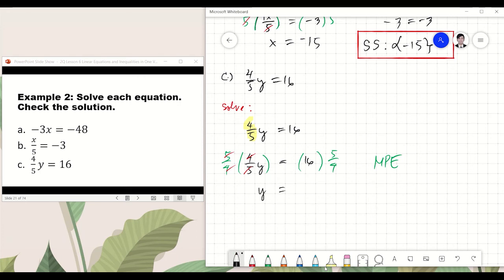Okay. 16 divided by 4. Shortcut na lang tayo. 16 divided by 4 is 4. 4 times 5, 20. Okay. Now, let's double check if talagang 20 dapat yung ipapalit natin sa y para maging true statement yung equation natin.